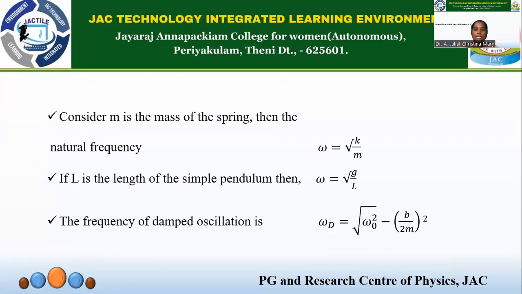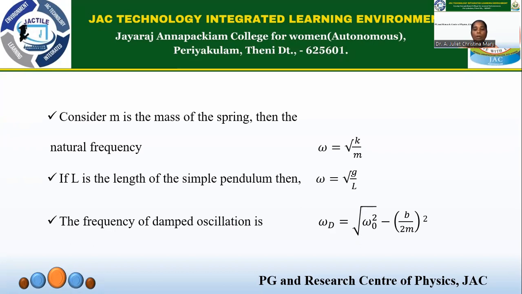Suppose we consider a spring with a mass m. Now the spring is elongated and starts to vibrate with a certain frequency. That frequency omega is denoted as root k by m, where k is the spring constant and m is the mass. Consider a simple pendulum, where the bob is hung at length L. Then the natural frequency of the simple pendulum, omega, is equivalent to root of g by L.